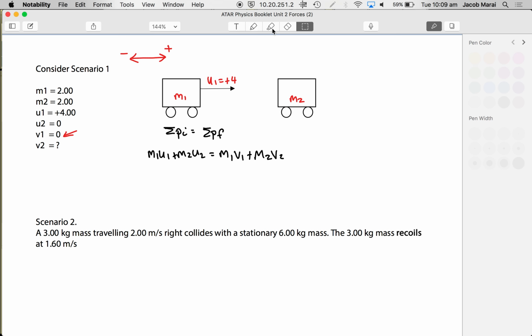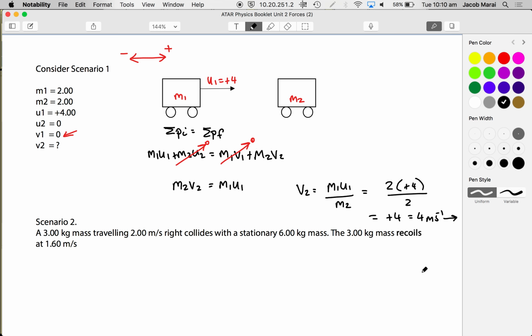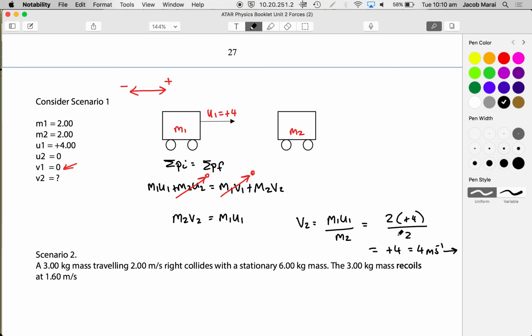Okay? All right. Now, before we throw everything in, you could rearrange this equation for your unknown now, or you could throw the values in and then rearrange. It's entirely up to you. But first off, we can get rid of V1 because it equals 0, and we can get rid of U2 because it equals 0. It becomes a really, really easy equation. If I was to rearrange, M2V2 equals M1U1. Now they're the same mass, and this has to occur. If they're the same mass, it's 2 by plus 4 over 2 equals plus 4 meters per second. 4.00. I'll just tidy this up while you copy.